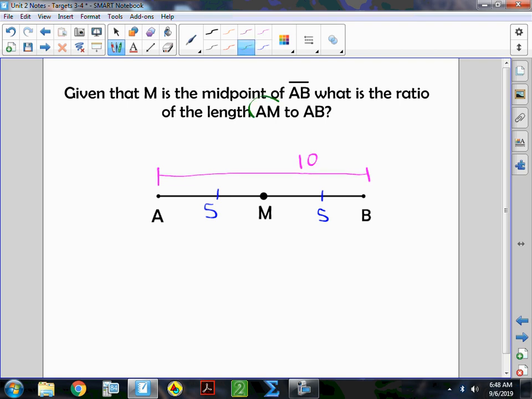So the question is, what's the ratio of the length of AM to AB? Well, in this case, it simplifies to 1 to 2, which makes sense. AM should be half of the entire thing. MB should be half of the entire thing because it's a midpoint.